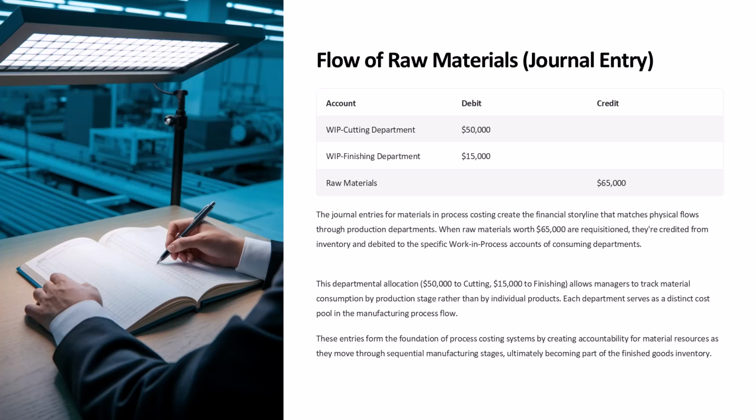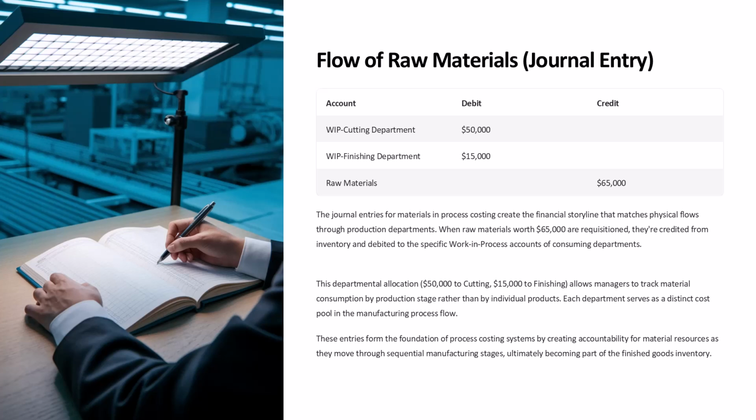Imagine a jeans manufacturer like Levi's, where the cutting department requisitions denim fabric, while the finishing department requisitions buttons and rivets. Each department's WIP account gets debited for its specific materials. Unlike job order costing, we don't have job numbers in the account description. Instead, we have department identifiers.